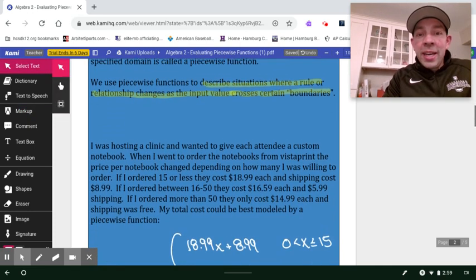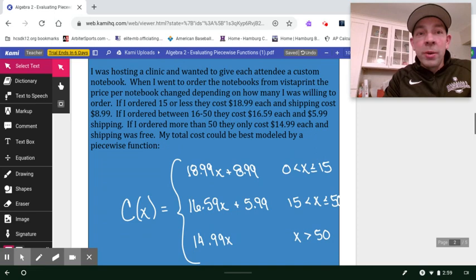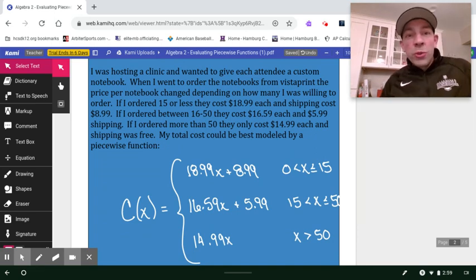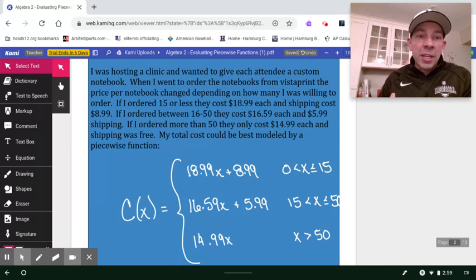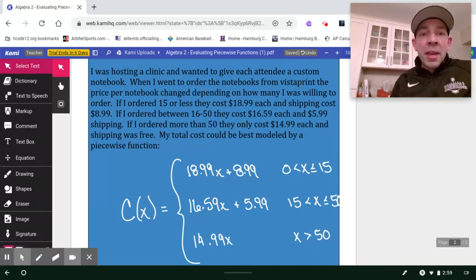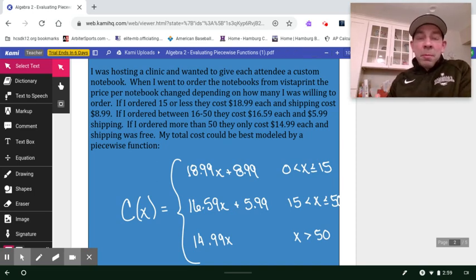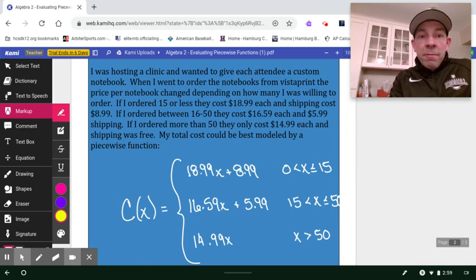This was an experience that I had not too long ago that I think you probably could identify with. I bet you've had a really similar one. I was hosting a clinic and I wanted to give each attendee a custom notebook to give it a nice personal touch. So I designed these notebooks on Vistaprint. When I went to order them, of course, they've got these different price ranges to try to encourage you to buy more. Here were some of the breakdowns. If I bought 15 or less, they each cost $18.99 per notebook, and the shipping was going to be a grand total of $8.99. If I ordered between 16 and 50 of them, the price dropped a little bit and the shipping dropped a little bit.